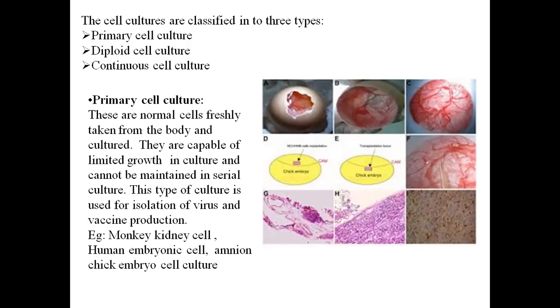For example, monkey kidney cell, human embryonic cell, amnion, chick embryo cell culture, these things are used as primary cell culture.